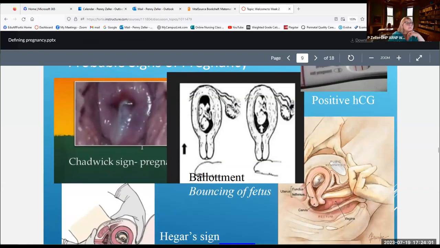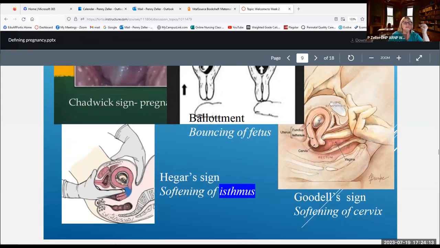Chadwick sign, Goodell sign. Chadwick is a little blue tint of the cervix and the vaginal walls. Goodell is actual softening of those areas. Hegar sign causes the uterus to anteflex. In other words, that lower uterine segment is soft.